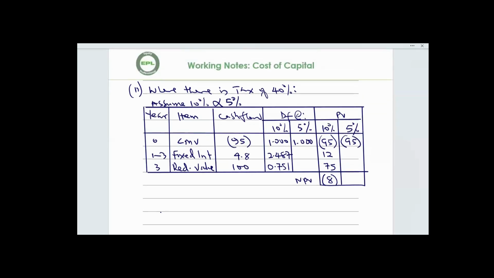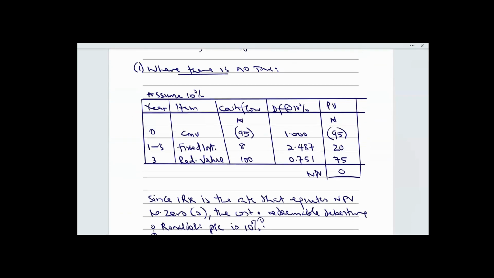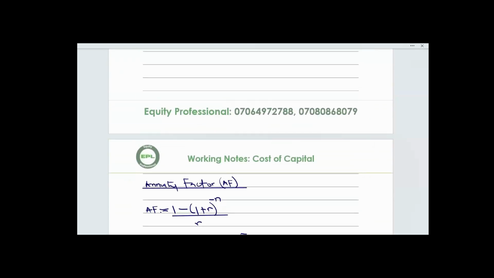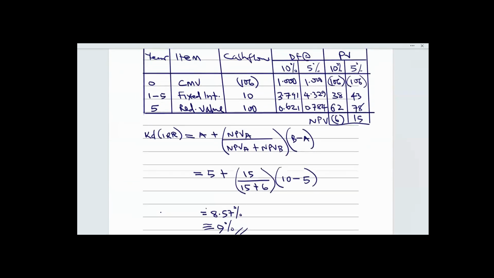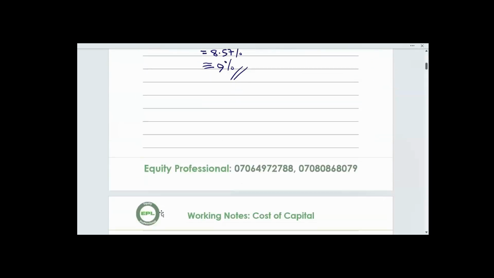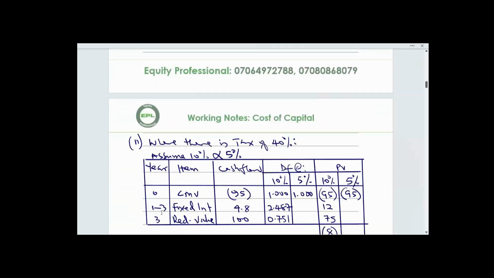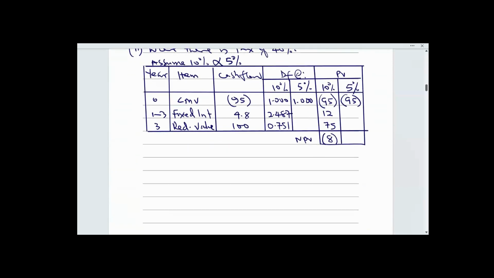So annuity factor, we have calculated it before. I think we did this somewhere. 4.329. It's not the same thing. That one is for 5 years. This is for 3 years. So bring out your calculator. 1.05 raised to power 3 minus 1, equals, divided by 0.05, equals 2.723.